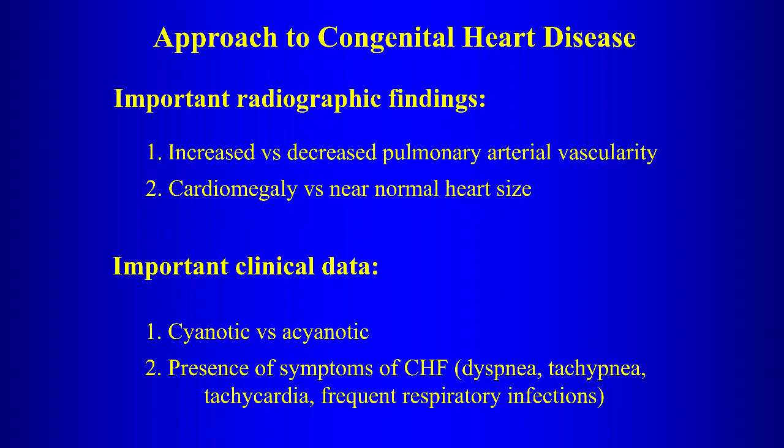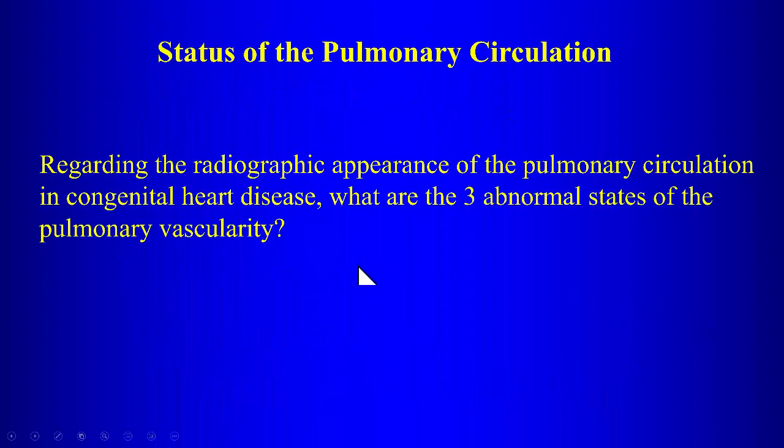The important clinical data you want to know, is the patient cyanotic or acyanotic? That's an important question that you need to know the answer to in terms of discussing your differential diagnosis for the plain film appearance. And then the presence or absence of symptoms, that also might help you in ordering your differential diagnosis. But the most important things are going to be the status of the pulmonary vascularity, and is the patient cyanotic or not cyanotic. Those are usually the pieces of information that we start our differential diagnosis with when we talk about the heart.